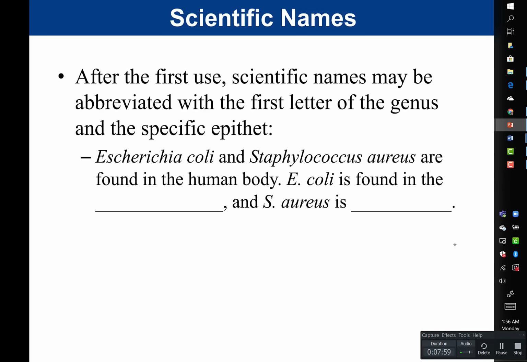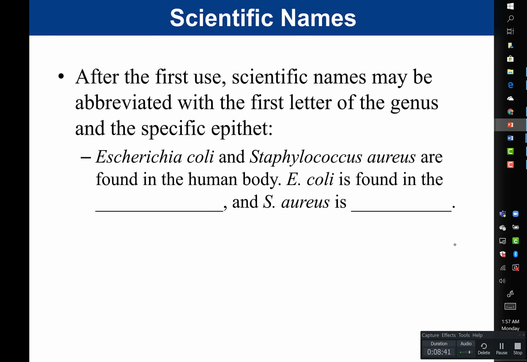When we write out organism names, the very first time we describe it, let's say in a paragraph, we have to write out the genus and species. You don't abbreviate the very first time. However, if you continue to talk about that organism, then you can abbreviate the genus. So let's take a look at this. If this is what I'm writing, Escherichia coli and Staphylococcus aureus are found in the human body, notice that they're italicized because they are organism names.